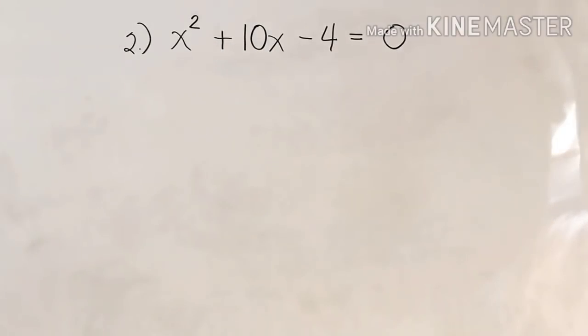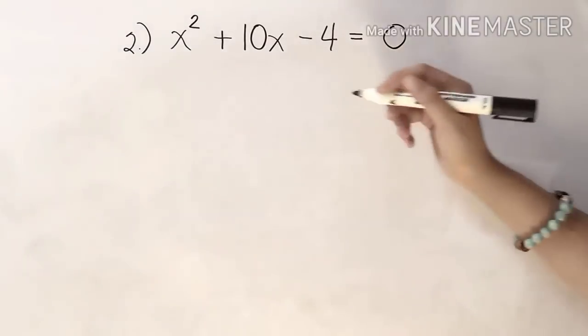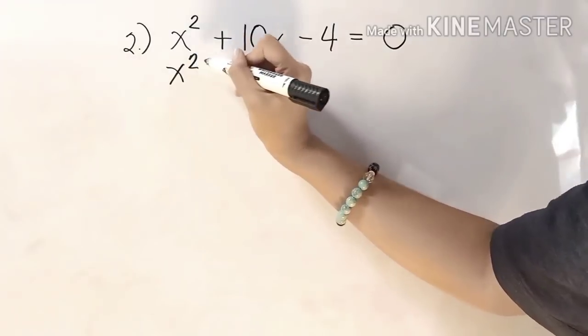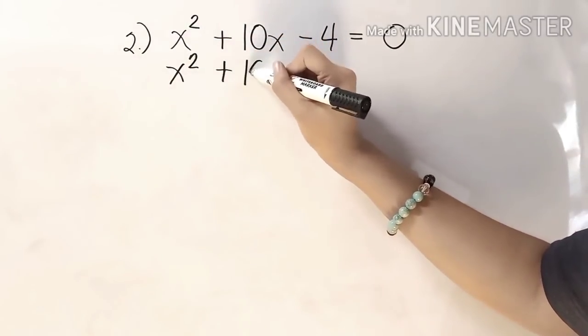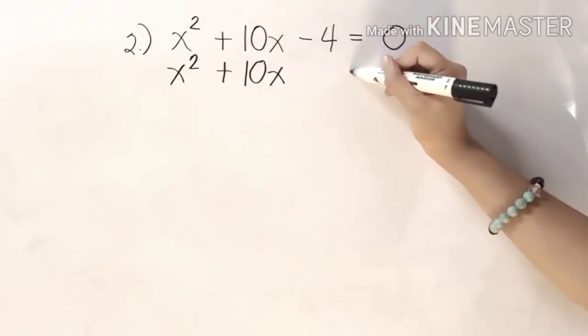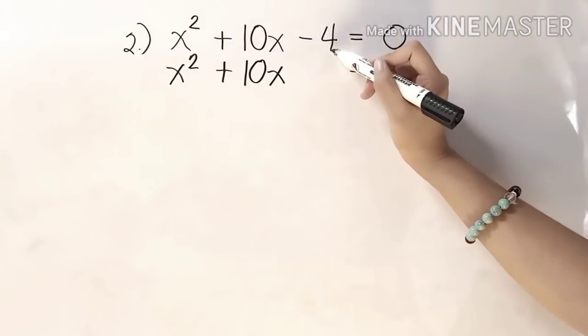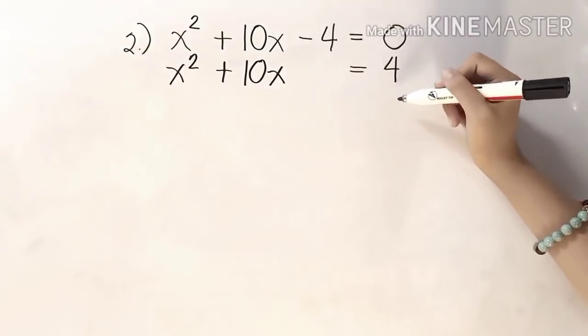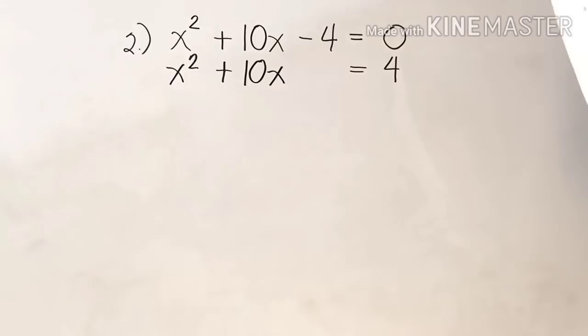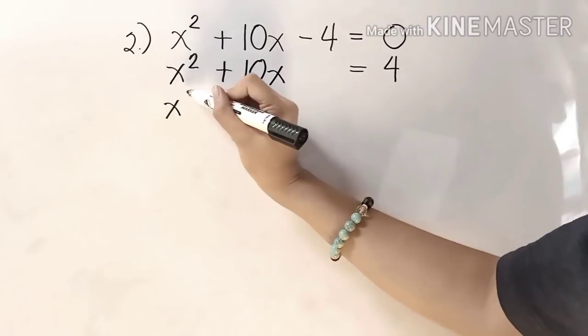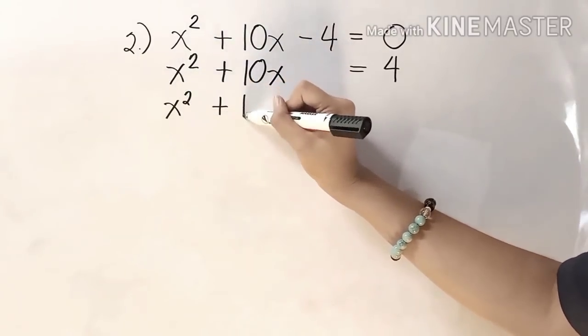We'll now proceed to example 2. X squared plus 10x minus 4 is equals to 0. The first step is to rewrite the equation in the form x squared plus bx is equals to c. So this will be x squared plus 10x is equal to, since this is our c, we have to transpose this on the other side, making it positive 4. The next step is to find an appropriate constant that will complete the square. So again, let's write this one first.